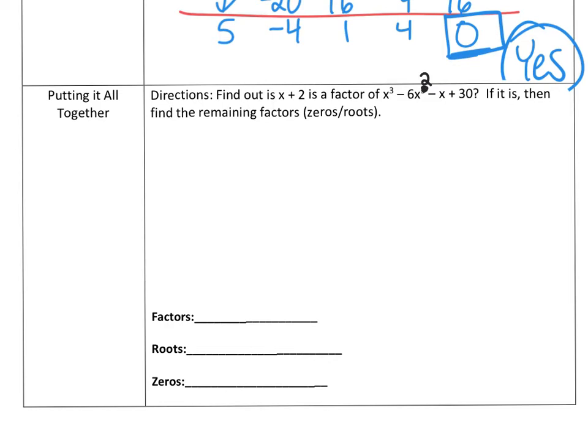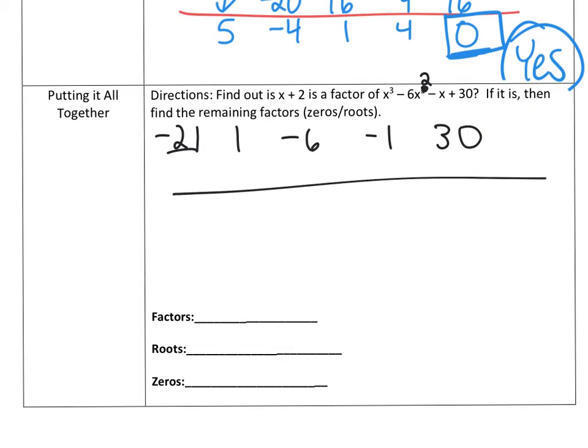So I want you to pause here and solve this. Find out, is that a factor? What you should have done: negative 2 was your ledge guy. We then had 1, negative 6, negative 1, and 30. Drop down 1. And bam, remainder of 0. That's what I wanted, okay?